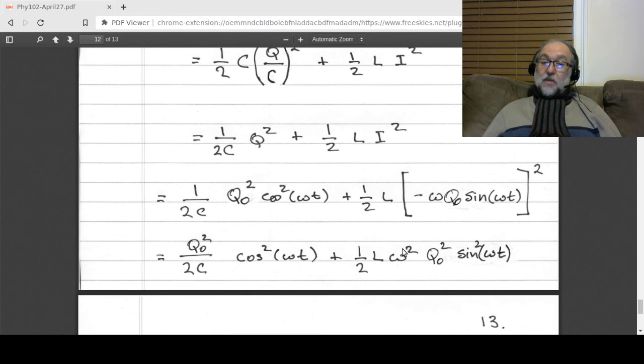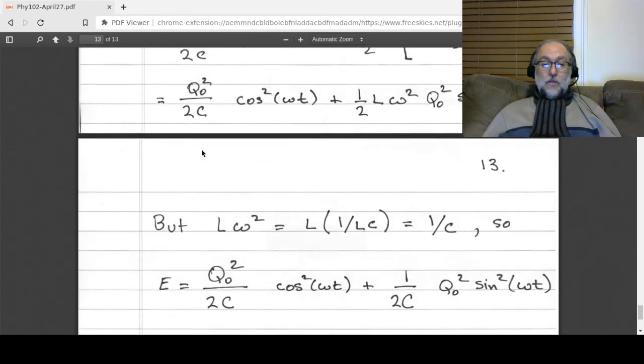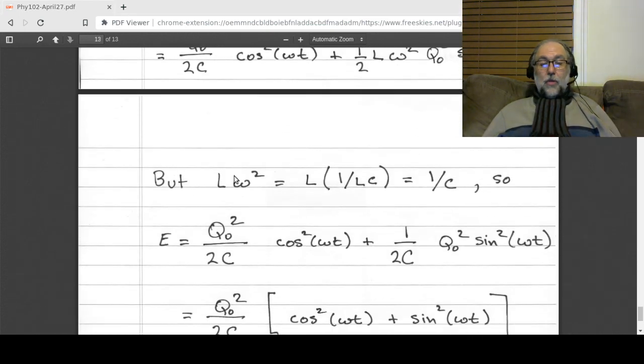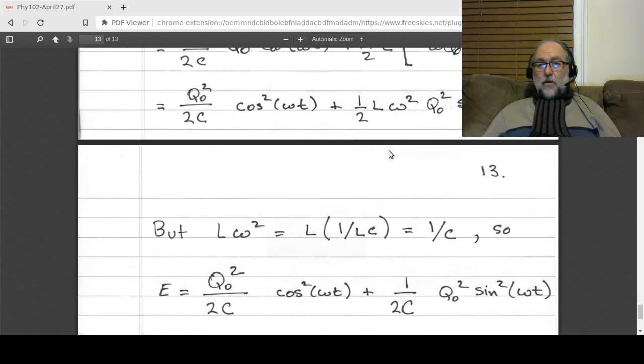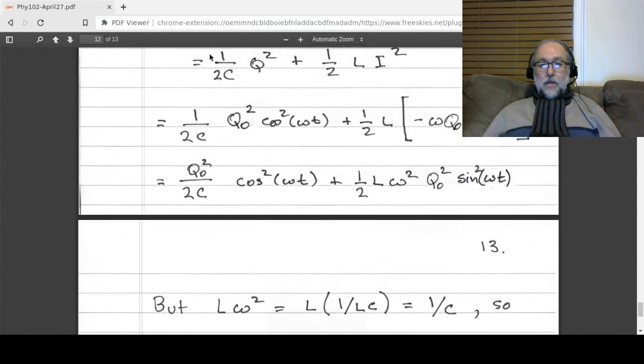But remember, we have a definition for omega. Omega is equal to 1 over the square root of LC. So omega squared is just 1 over LC. And so we can write that L omega squared is L times 1 over LC, which is just 1 over C. So for this L omega squared, we could just replace it with 1 over C like that.